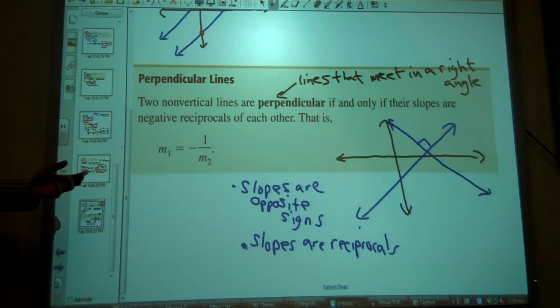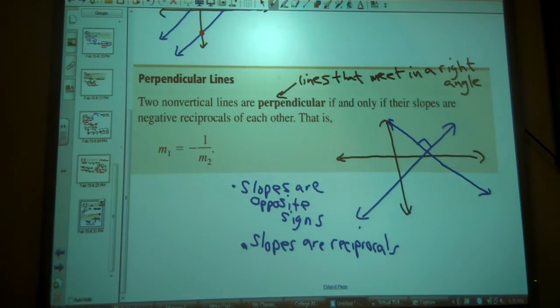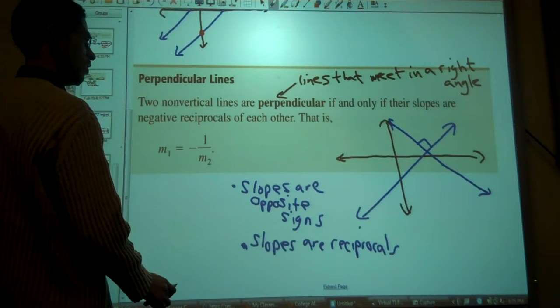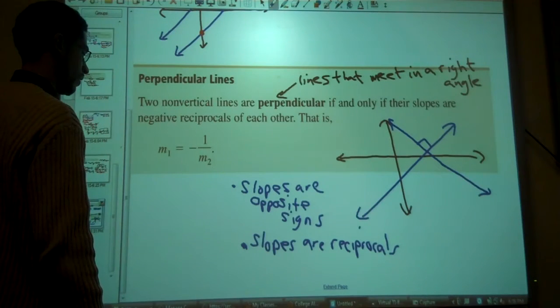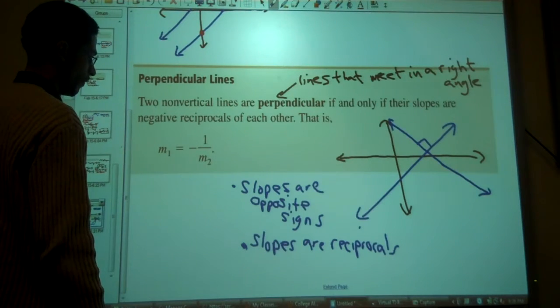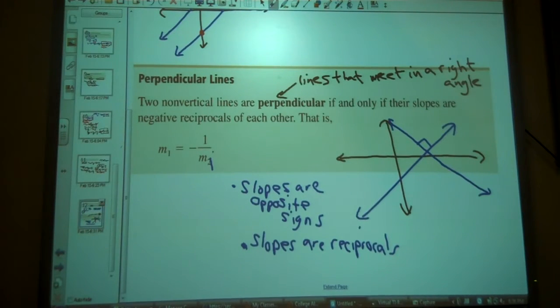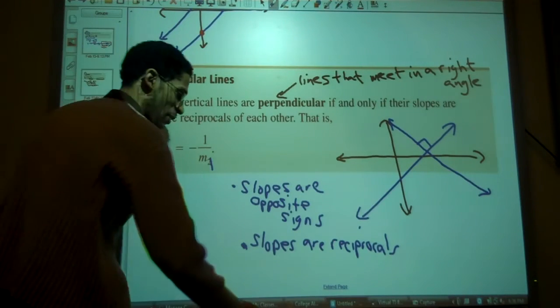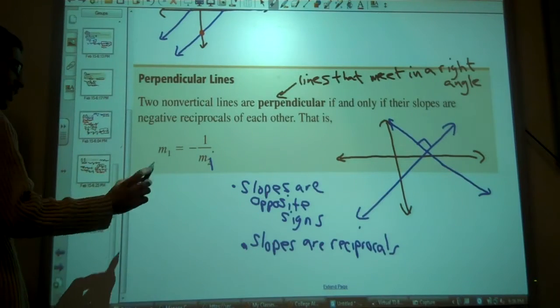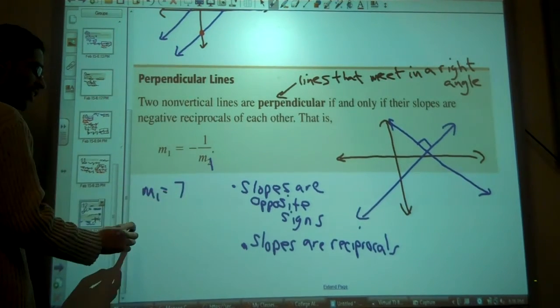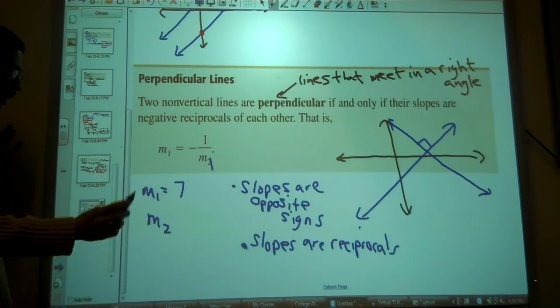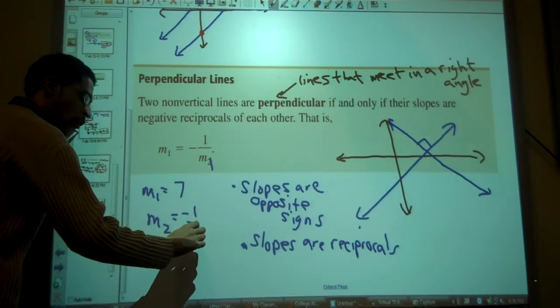And so what they do is they say, well, if one is M1, the other one is negative 1 over M. Well, I don't like that. Why call it different numbers? The same numbers, M1. If M1 is 7, then the other one, if you want to call it M2, that's fine, but it's negative 1 over 7.